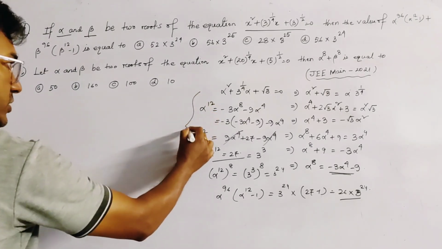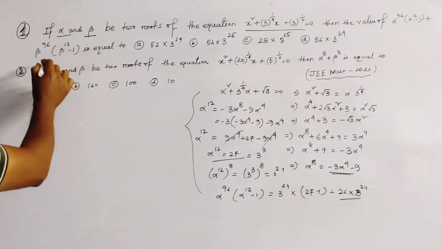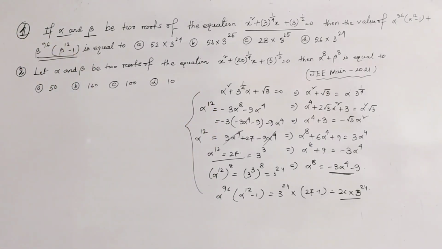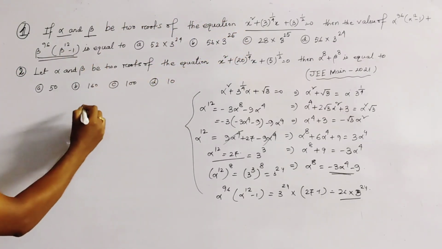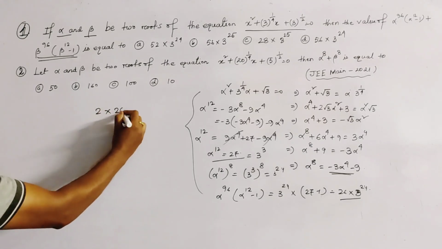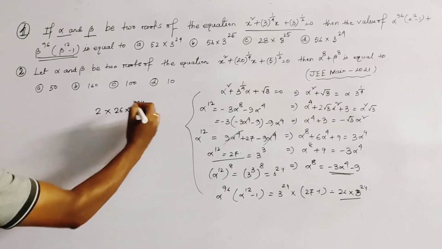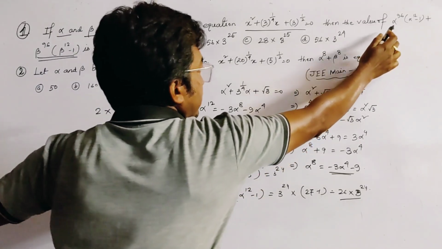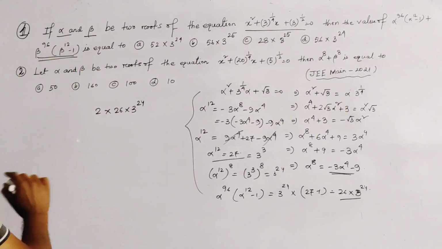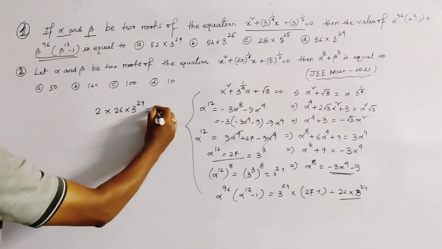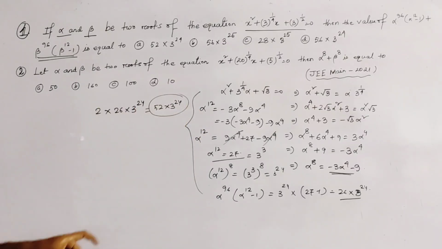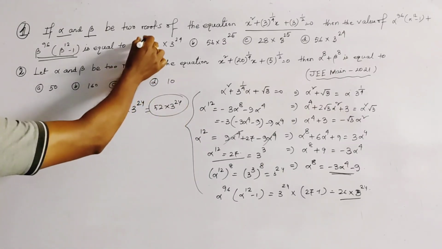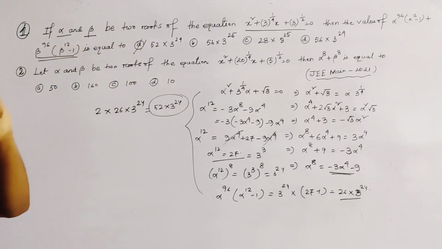Similarly we get this calculation for beta, because beta is also a root of this equation. So we get the value as 2 into 26 into 3 to the power 24, because we get one for alpha and one for beta, so we multiplied by 2. That is 52 into 3 to the power 24. This is our option A, and this is the correct answer.